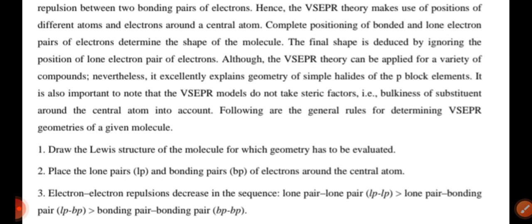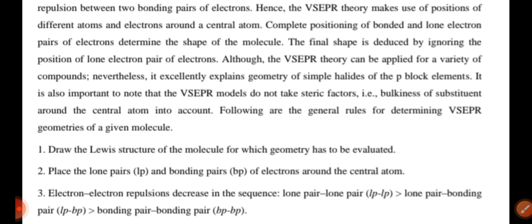Although VSEPR theory can be applied to a variety of compounds, it excellently explains the geometry of simple halides of the p-block elements. It is also important to note that the VSEPR model does not take steric factors, that is, the bulkiness of substituents around the central atom, into account.